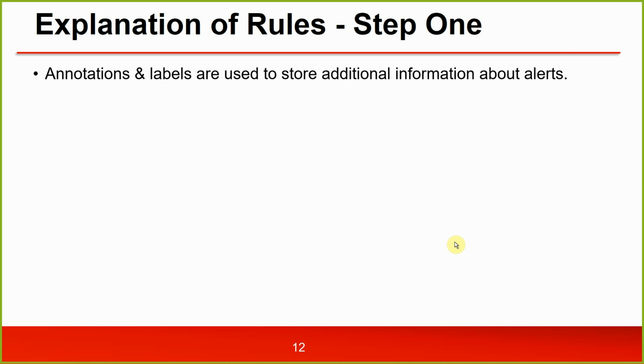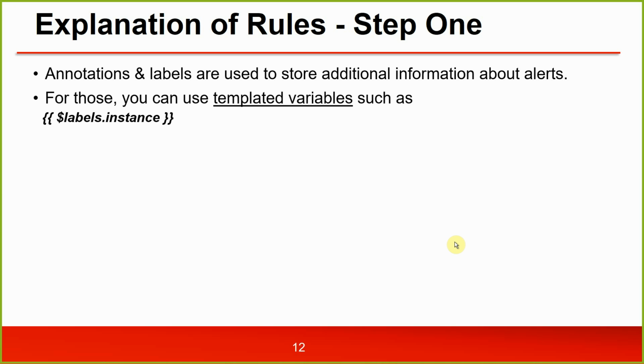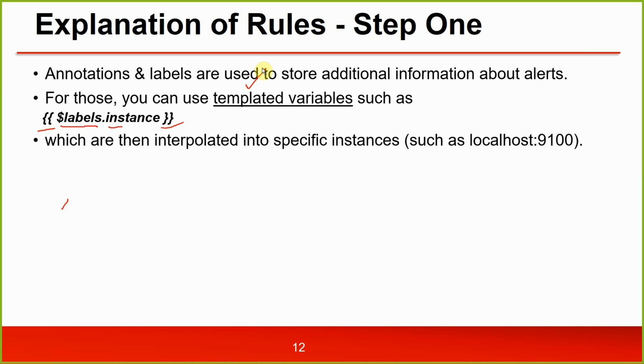Annotations and labels in the example are used to store additional information about alerts. For those, you can use templated variables also, like this is a templated variable. You use double curly braces and the variable name, dot instance name. So this is a templated variable which is then interpolated into specific instances, like for example localhost:9100.